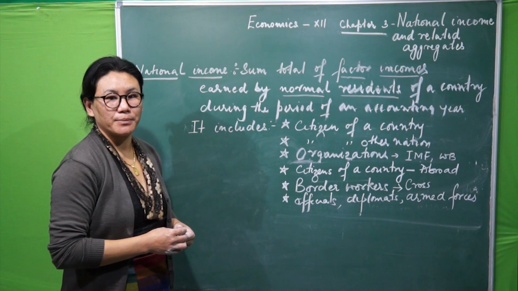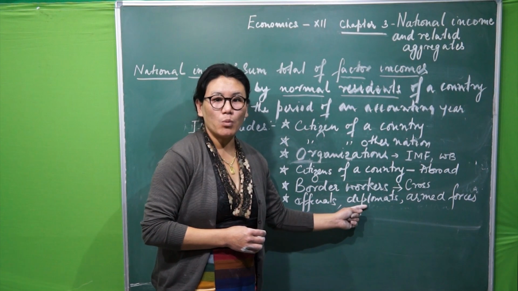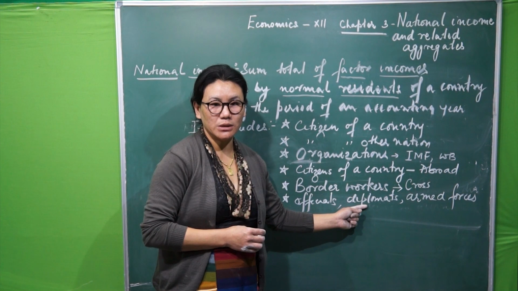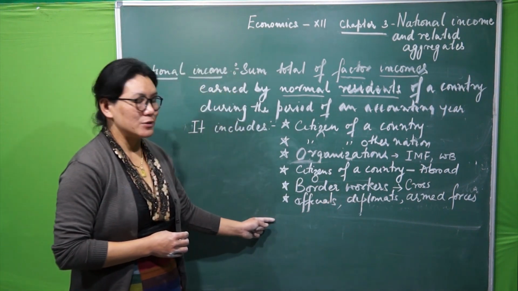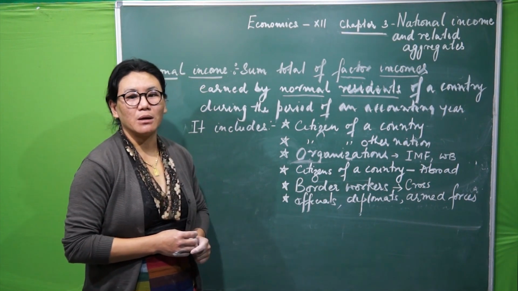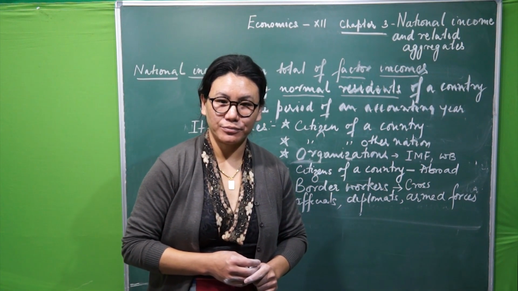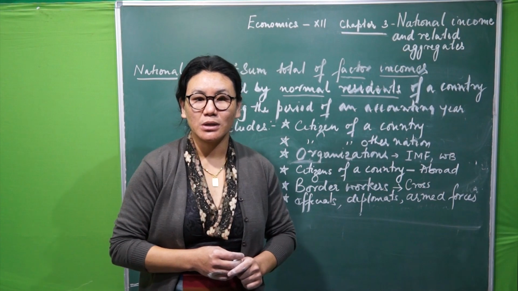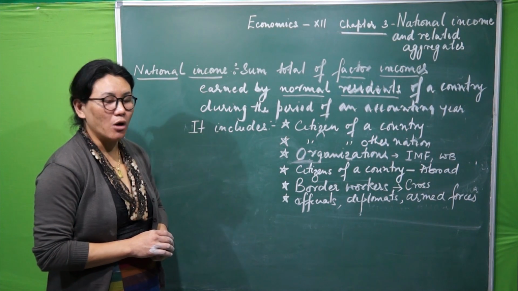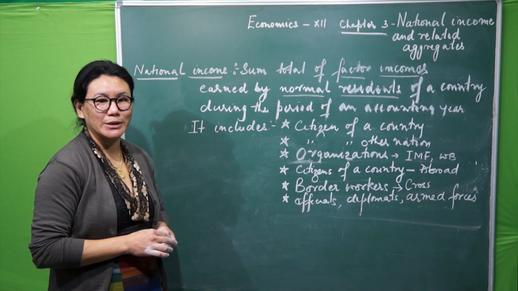Got it? Even if these people stay in one country for a period exceeding 1 year or 1 year, their economic interest lies in their home country. So these people will become the normal residents of their home country. Is that clear to you? Okay. So these are just some examples of what is included in normal resident of a country.